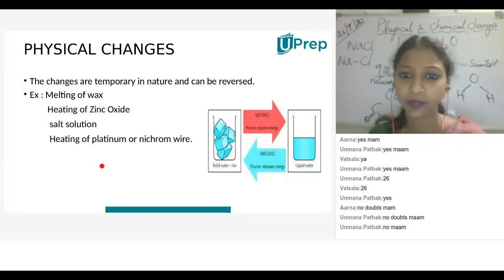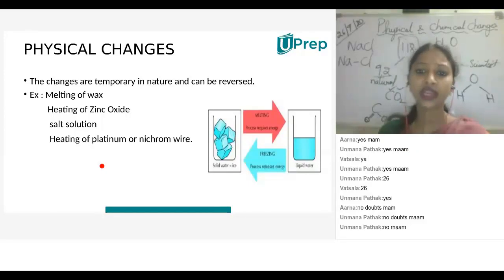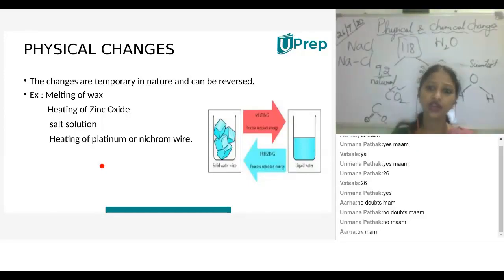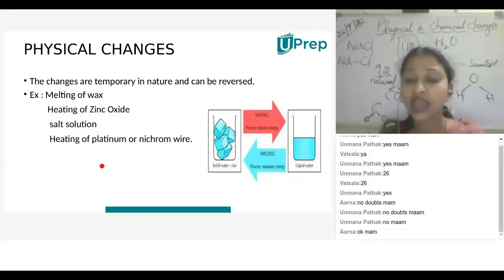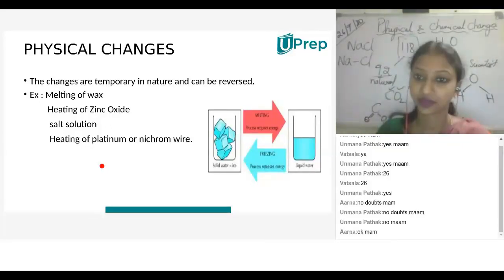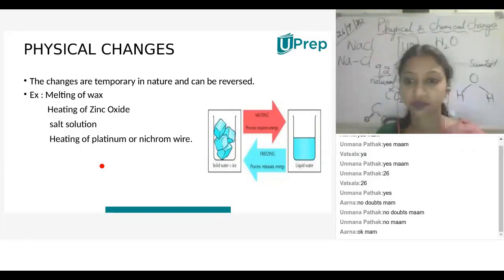Clear? Yes? So heating of zinc oxide: it is white in color. When you give a small amount of heat to it, it converts to yellowish in color. That doesn't mean there is a complete change in the chemical composition, it's only the color change. And if you leave the yellow zinc oxide to come to normal room temperature, again it retains its color. What color is it? White in color.